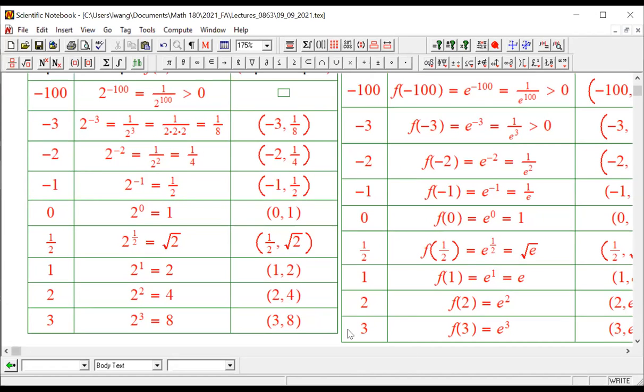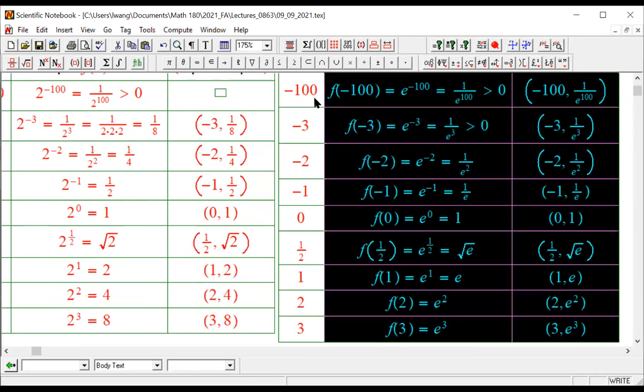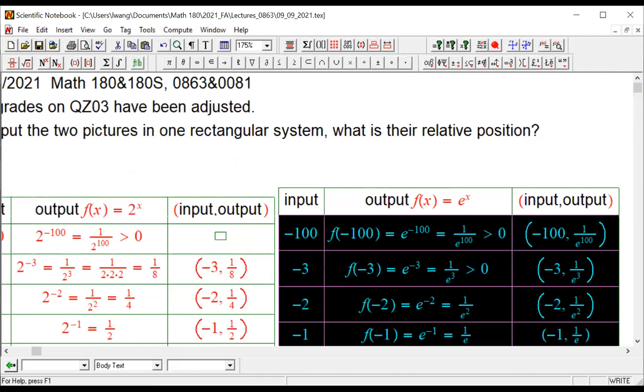So with the change of rule, I'm going to copy and paste this table because I just want to take a little shortcut with the change of rule.